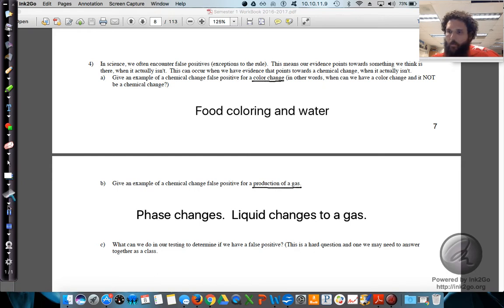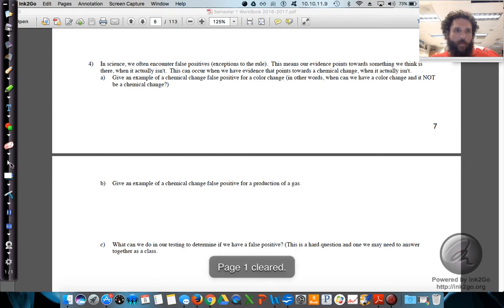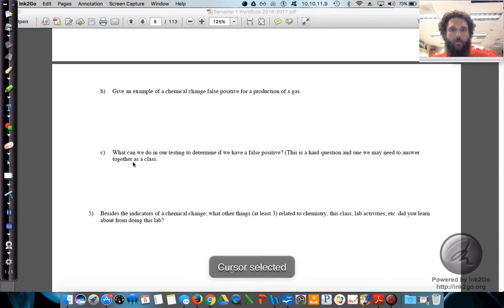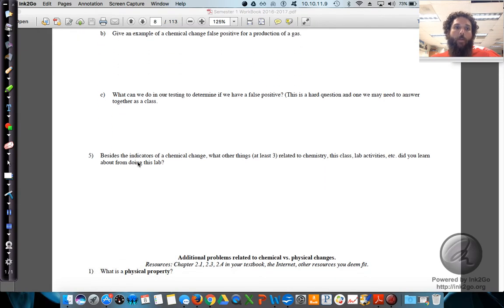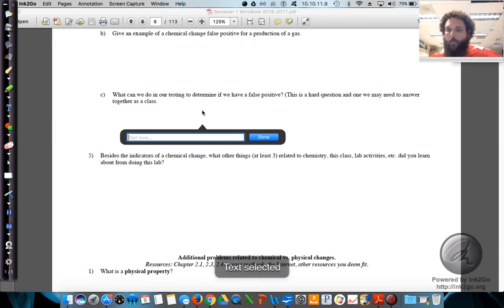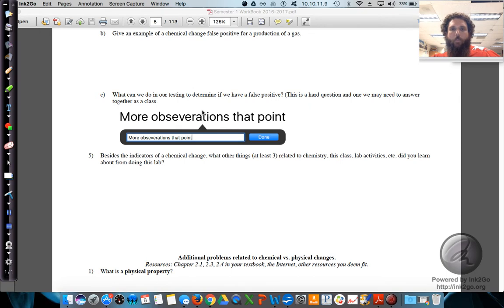All right. Wipe this guy. What can we do to determine if we have a false positive, or to limit how much a false positive there is? That is dependent on the data. More observations that point towards a chemical change.